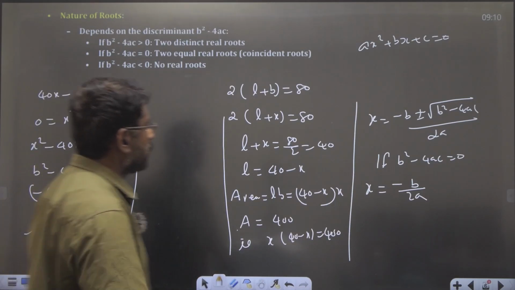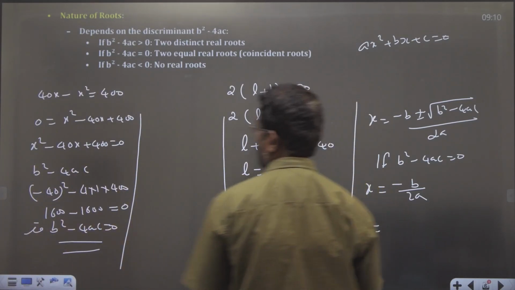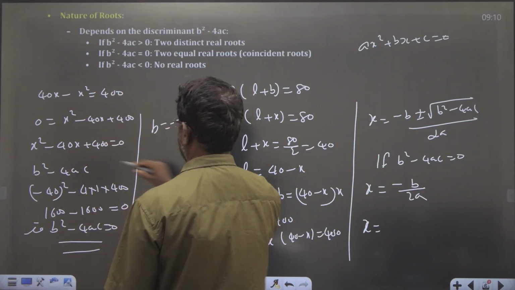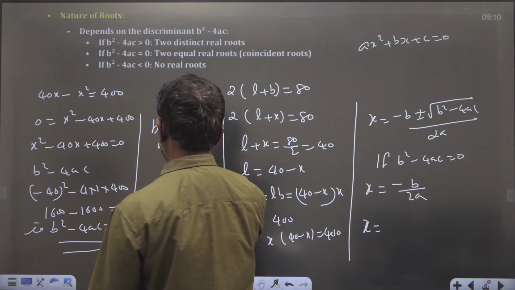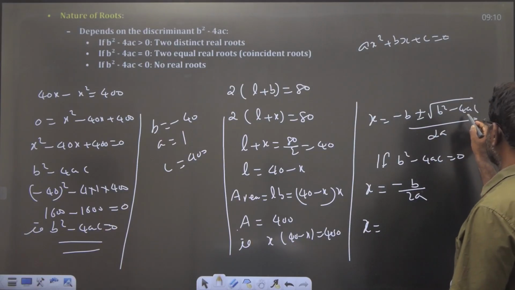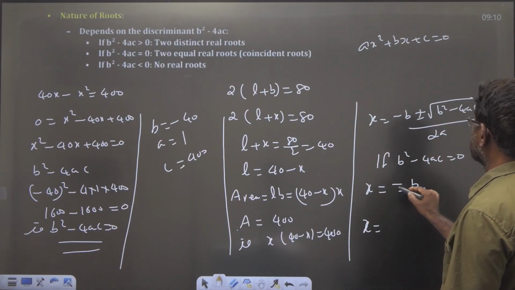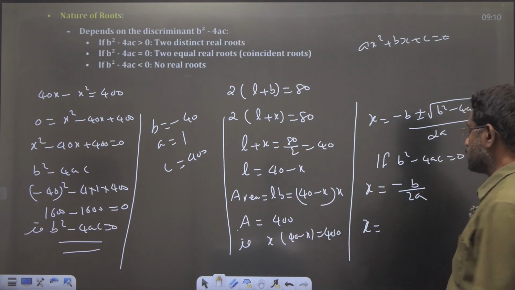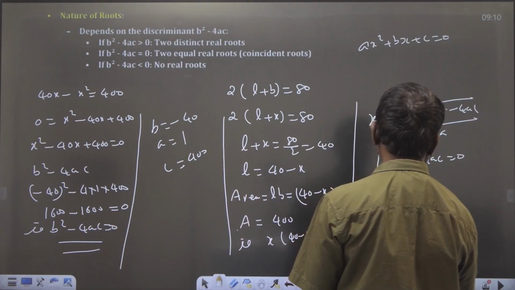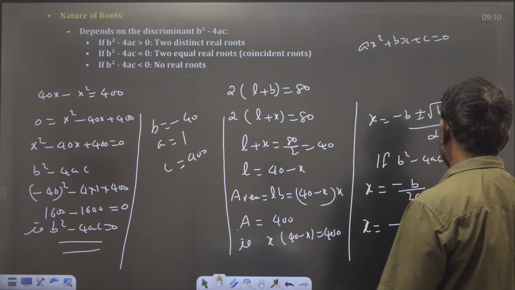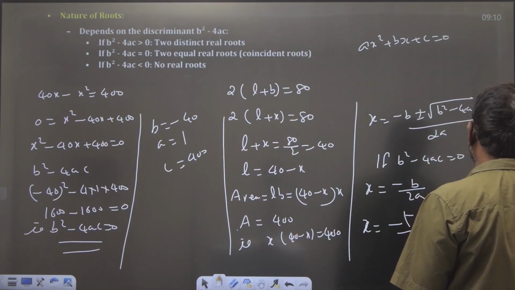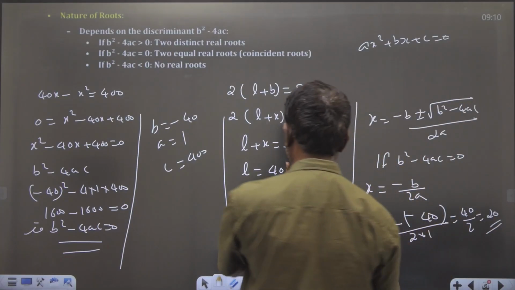So what is x? What is b? b is minus 40. What is a? a is 1. What is c? That is 400. When b square minus 4ac is equal to 0, the equation becomes x is equal to minus b by 2a. In the last class we discussed it. Minus b is minus 40 by 2 into 1, that is 40 by 2, that is 20. x is equal to 20.